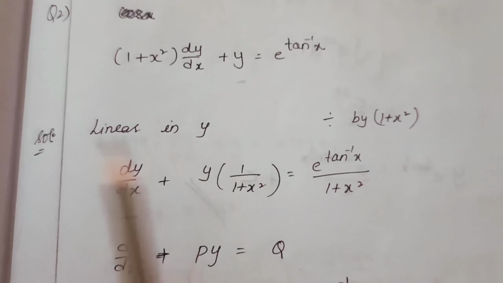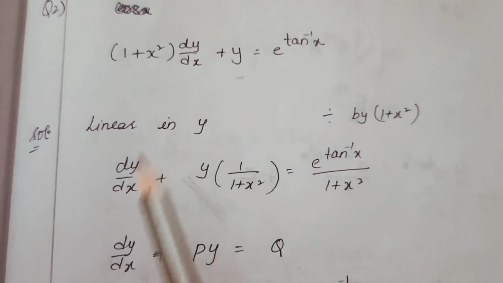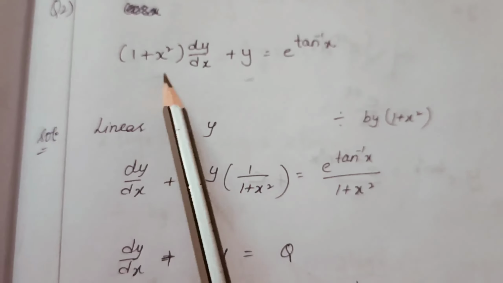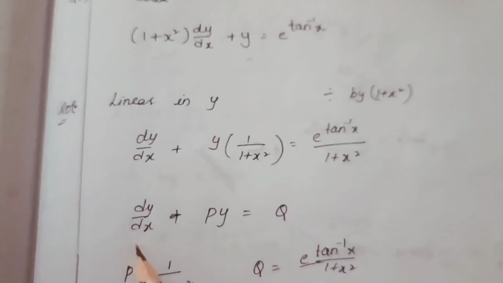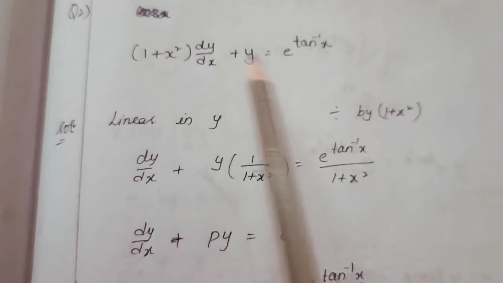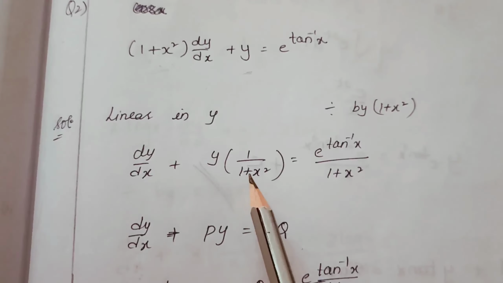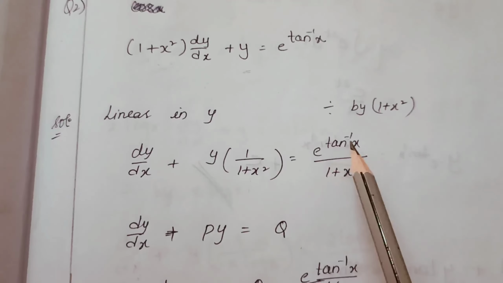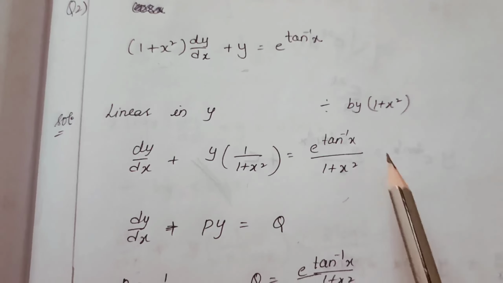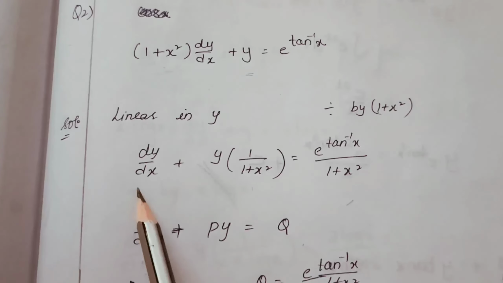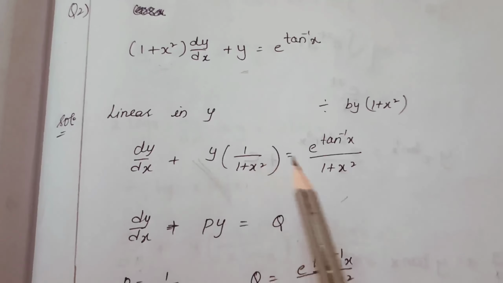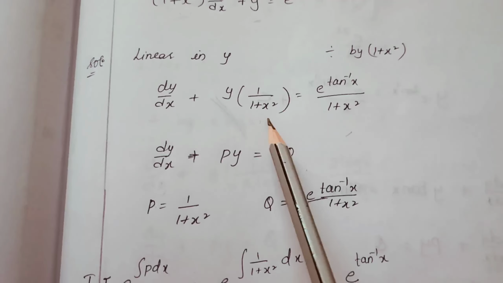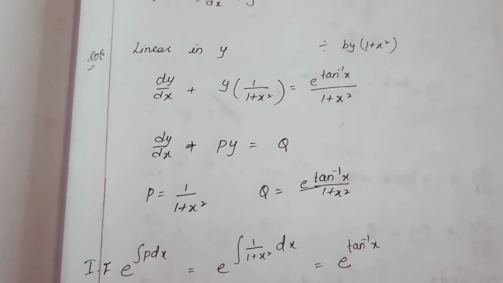First we have to convert this equation into the form of dy by dx alone. So to remove this, we are dividing the whole equation by 1 plus x square. So dy by dx plus y by 1 plus x square is equal to e power tan inverse x by 1 plus x square. Now it is in the form of dy by dx plus py is equal to q. So p is equal to 1 by 1 plus x square and q is this.